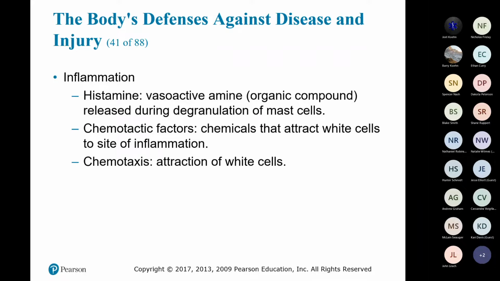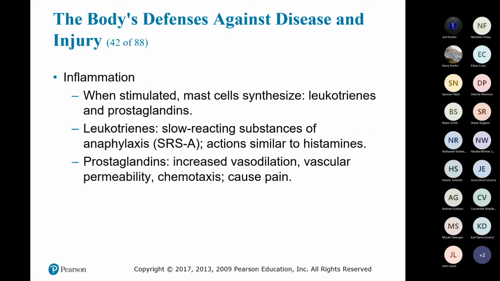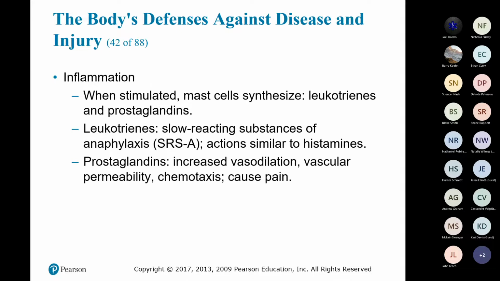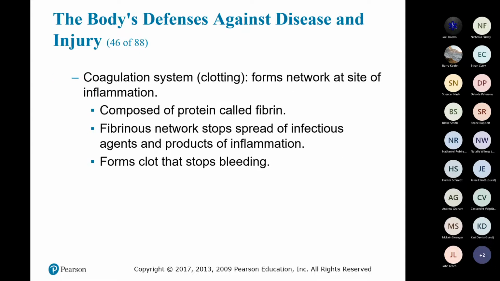We talk about chemotactic factors, chemicals that attract white cells to the site of inflammation, and then chemotaxis, attraction of white cells themselves. Kind of makes sense when we talk about chemotherapy. That's what's happening during chemo, we're attracting white blood cells to attack whatever's in that region. I'm going to skip over that part.